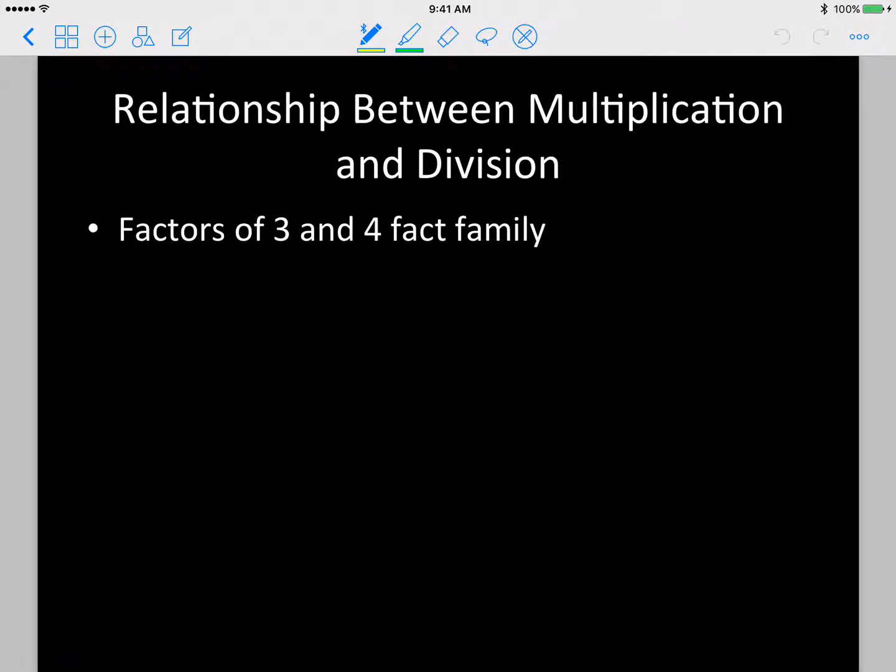Let's discuss the relationship between multiplication and division briefly. I know y'all have done fact families a lot with addition and subtraction and multiplication and division this year. So let's just think about a fact family here. If I have factors of 3 and 4, that means that 3 times 4 is equal to something. 4 times 3, because of the commutative property, we know that these are interchangeable. You can flip them. So we know that 3 times 4 equals 12. So 4 times 3 equals 12.